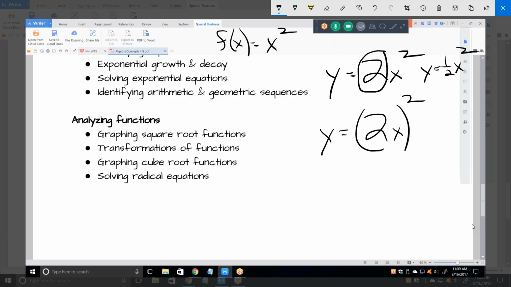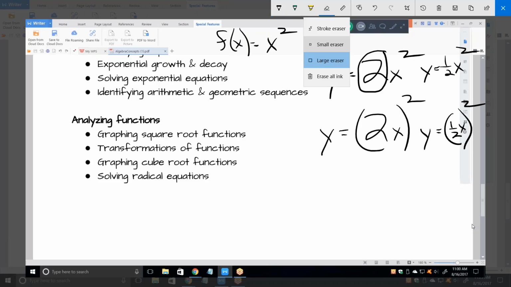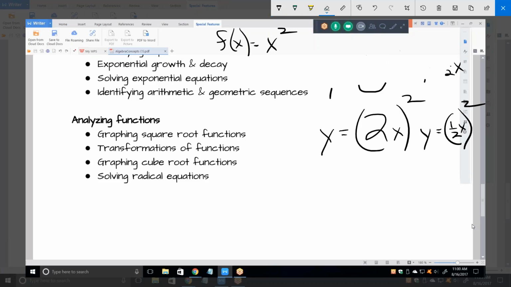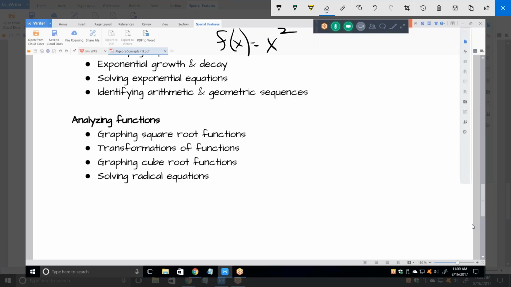Okay, so this is a vertical shrink, this is a vertical stretch, but when we're talking horizontal, that number greater than 1, that's a horizontal shrink, whereas this would be a horizontal stretch if it were inside the function. Okay? I'm going to stick with that function for the moment.